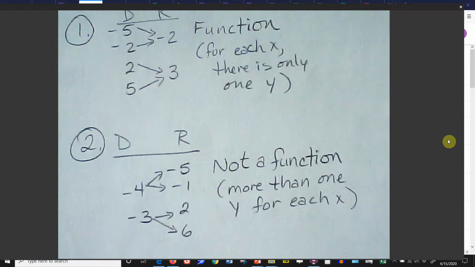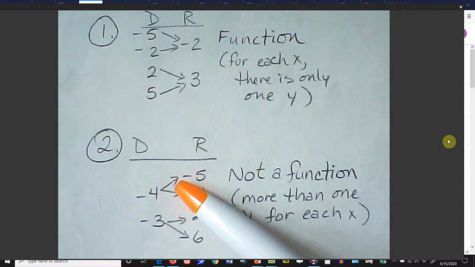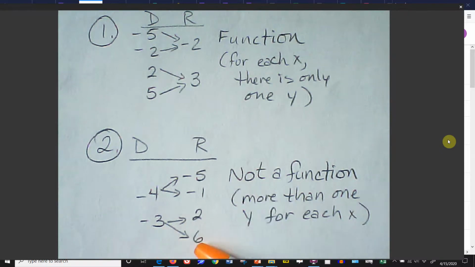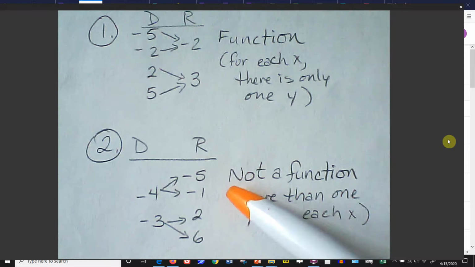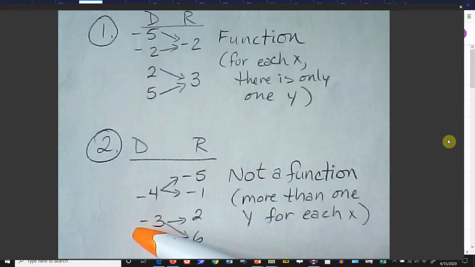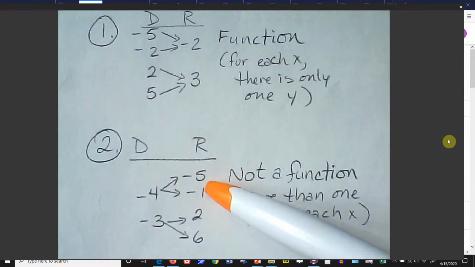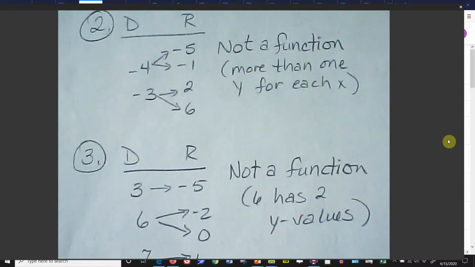In fact, I'll leave the other one showing a little bit. Here I've got an x value of -4 going to -5 and to -1, and an x value of -3 going to 2 and to 6. So this one is not a function because if I stick in -4, I don't know what I'm going to get out for y because there's more than one y for every x. And you might have drawn this with a -4, -4, -3, -3. That's fine too, because then you can see there's more than one of these going to the right. I'll take either diagram form.